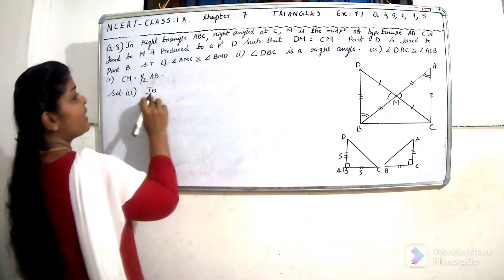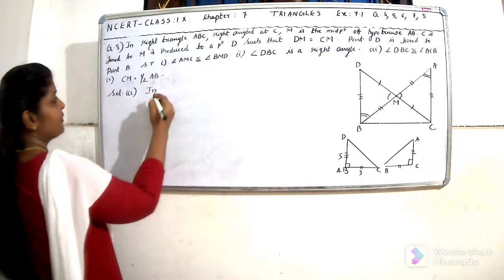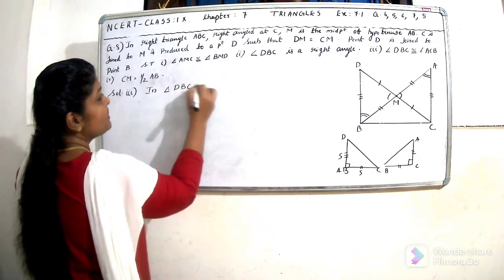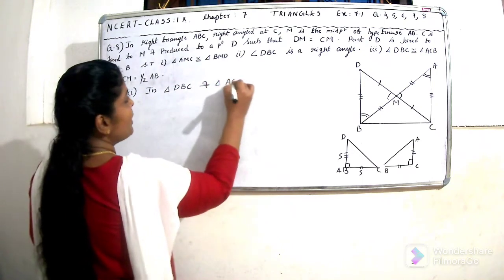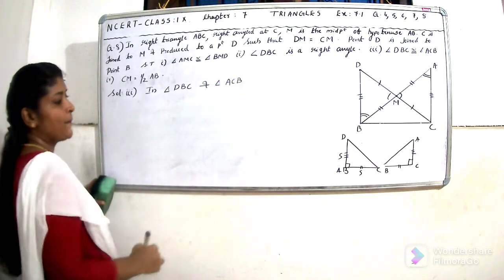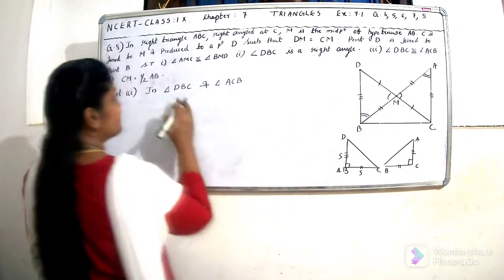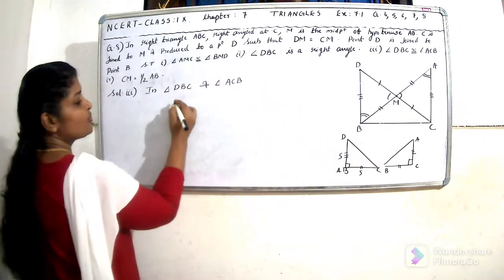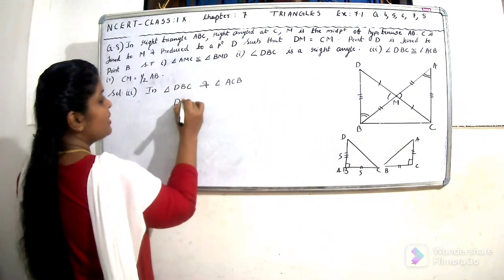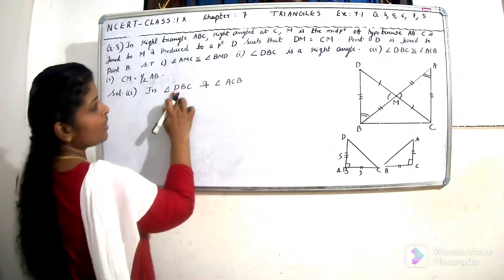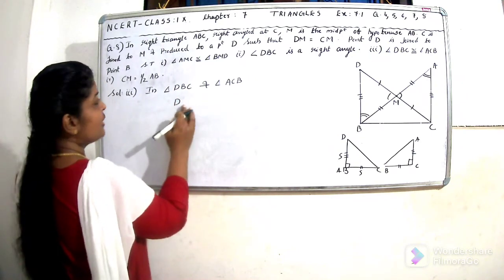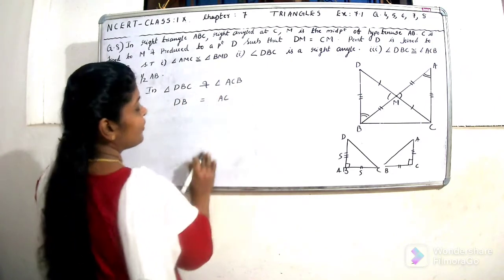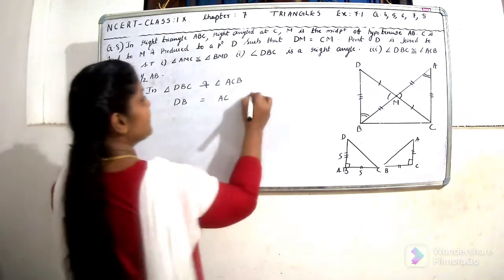So which two triangles are we considering? Those two names we have to write here first. Okay, so in triangle DBC and triangle ACB, we will take the sides. So DBC means which side? DBC, this side. Okay, so we will take side DB. So side DB is equal to side AC. Okay, because of CPCT.